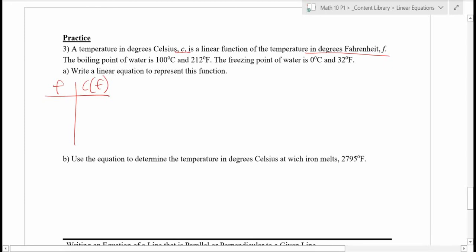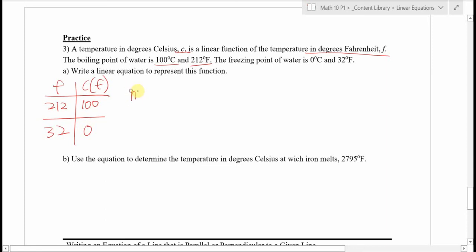Okay, anyways, so we have 100 degrees Celsius and 212 degrees Fahrenheit. That's the boiling point of water. They're equivalent at that point. The freezing point of water in degrees Celsius is 0, and in Fahrenheit it is 32 degrees. Okay, so there's our table of values.